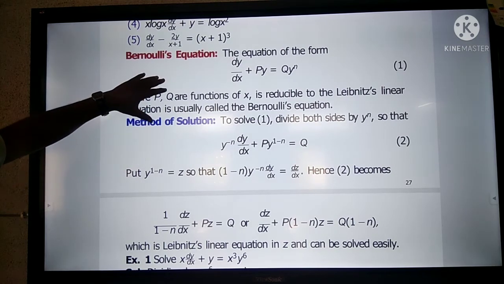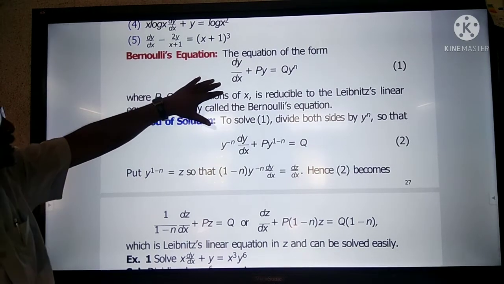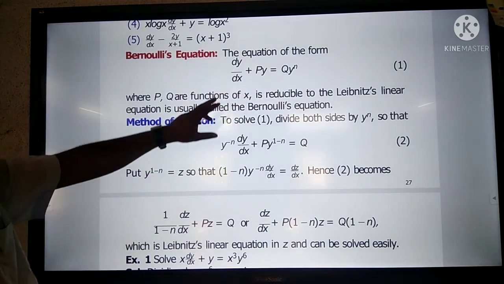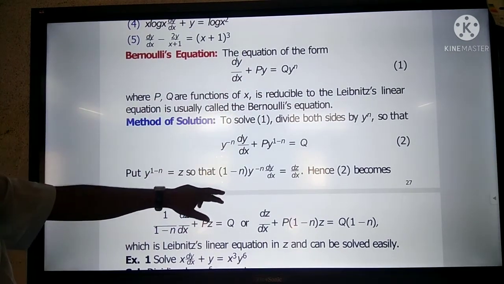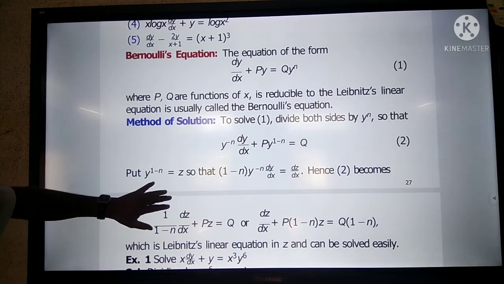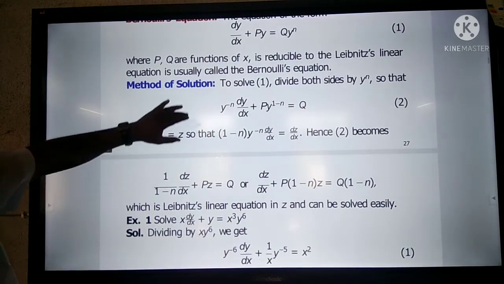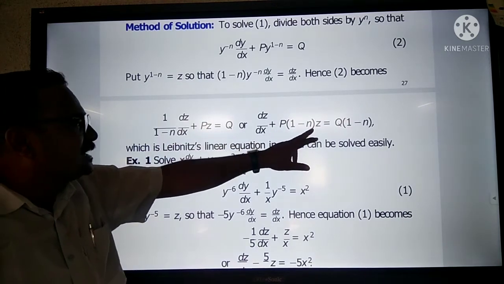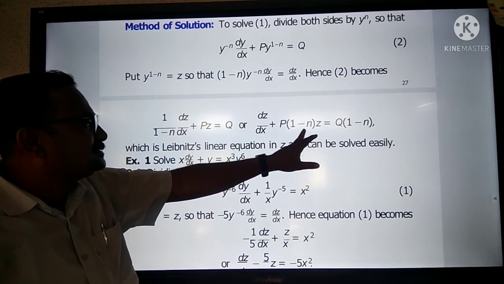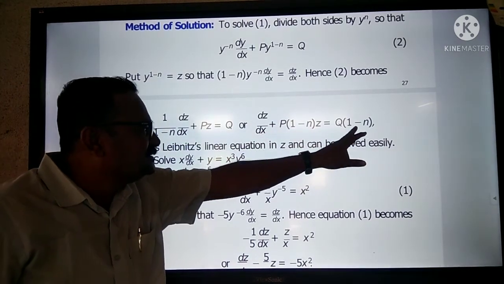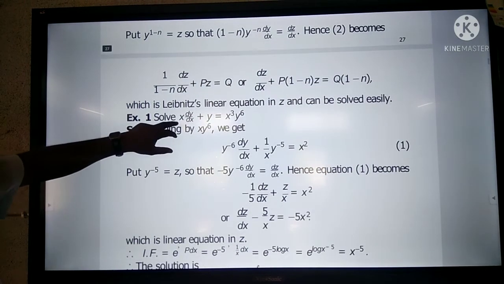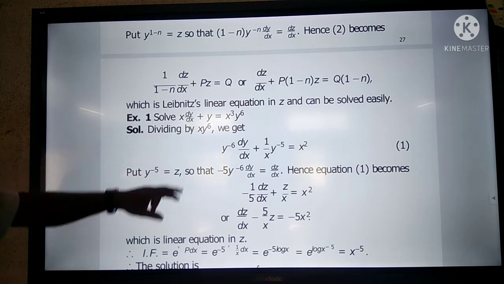To solve this equation, we make this Bernoulli's equation linear, that is dividing by y raised to n. They take 1 upon y raised to minus n to be the substitution, whatever be z, v, whatever it may be. That equation transforms to the linear differential equation of this type: dz by dx plus p into 1 minus n into z is q into 1 minus n. So to solve this one, see, this is an example here.